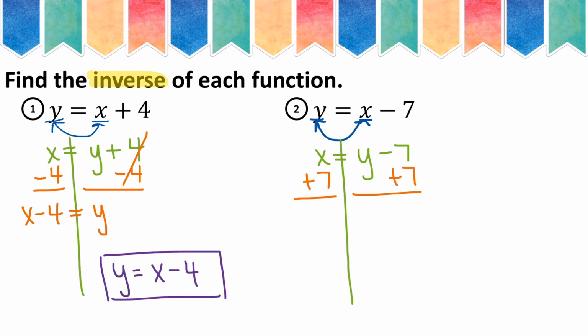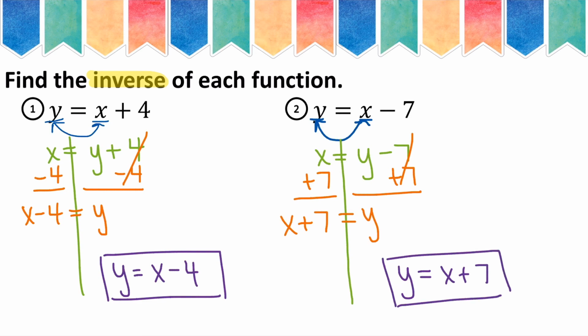Minus 7 plus 7 cancels, y comes down, and on the left-hand side, I will simply put x plus 7. But again, when I go to write my final answer, we like to put y equals at the beginning. So my final answer will be y equals x plus 7.